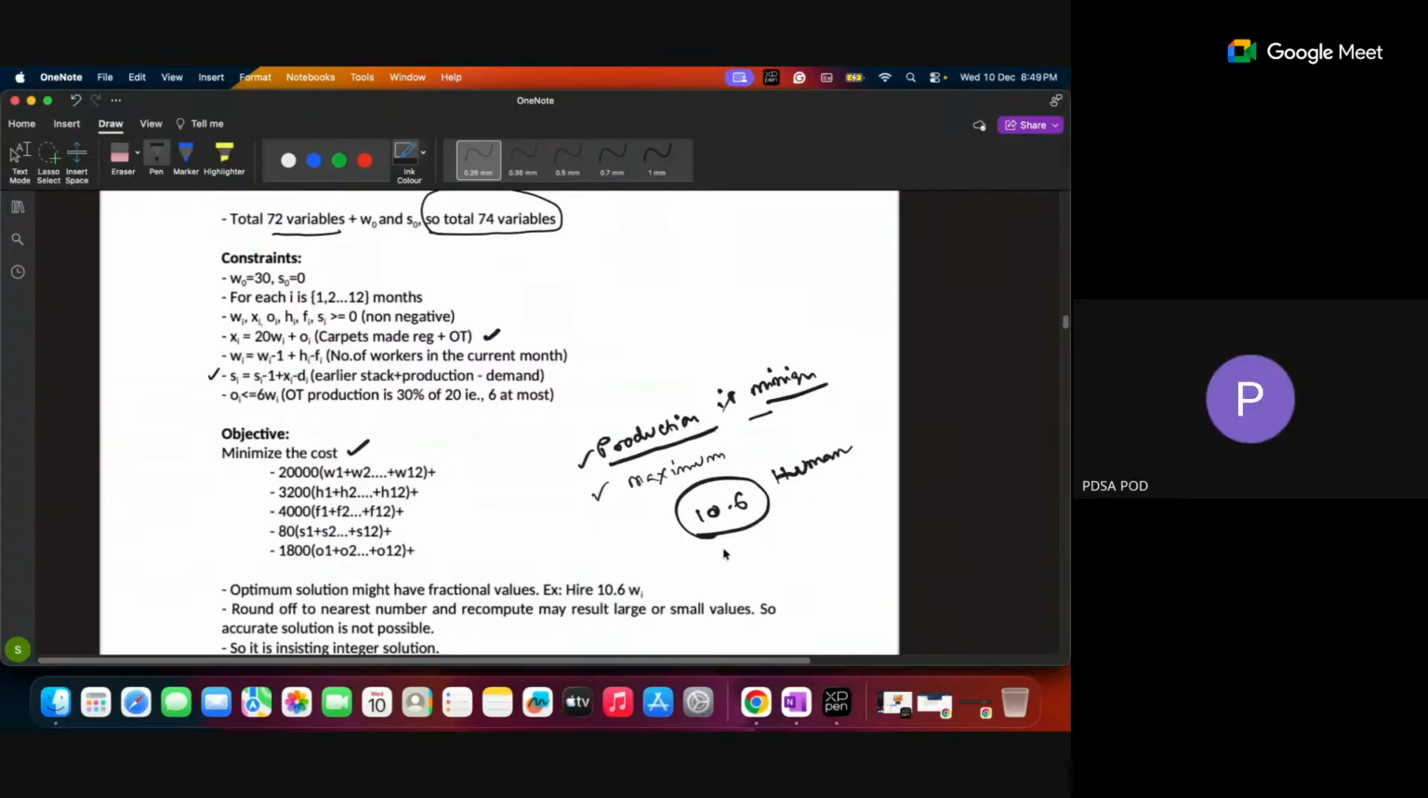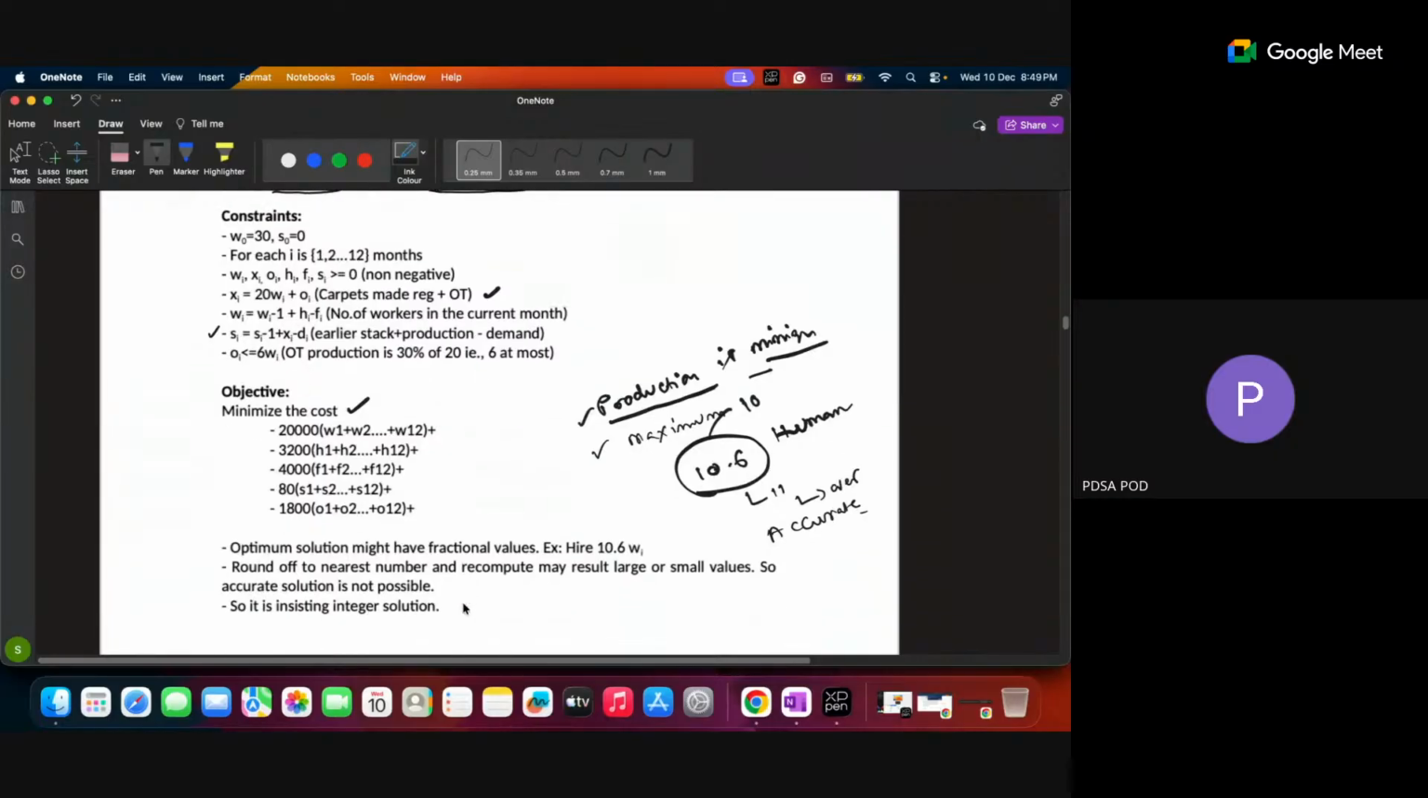Yes, sir. So either you have to go for the upper limit of 11 or the lower limit of 10. If you go for the upper limit, you need to pay more. With the lower limit, we are getting a lower payment. But we cannot get accurate results, accurate production cost. Linear programming is sometimes not suitable for this kind of fractional problem, where it is not possible to round off to the nearest realistic integer. If you recompute the results, the result might be larger or smaller. Whenever you go to the larger value, the production cost increases. Whenever you go for a smaller value, we cannot get the accurate production cost. So that's the thing.